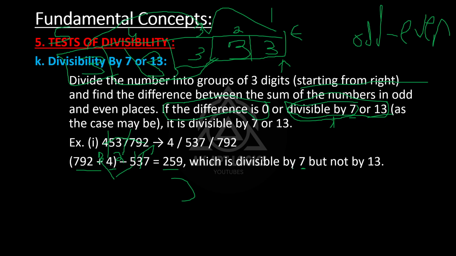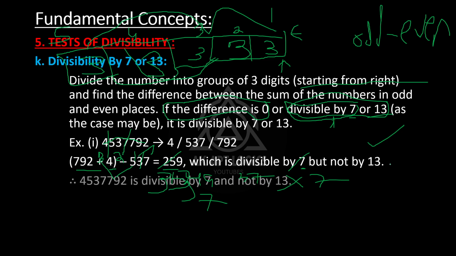Because 7 ones are 7, 7 threes are 21, right? The remainder will be 4 and 9. 7 sevens are how much? 49, which means 37 times. 37 times 7 will be 259, which is divisible by 7, right? It is not divisible by 13, because if you check 259 divided by 13, it is not divisible by 13.